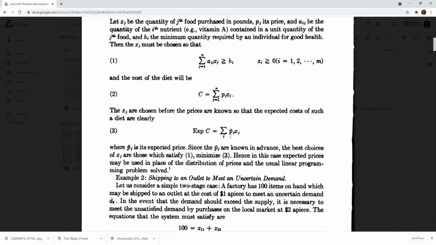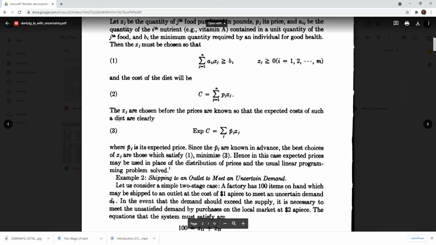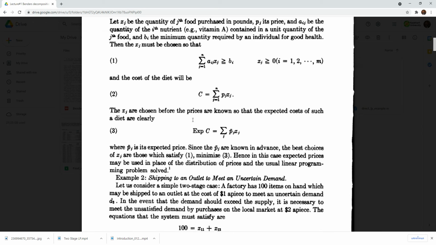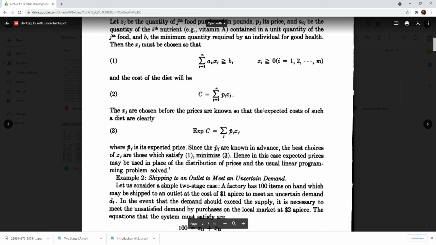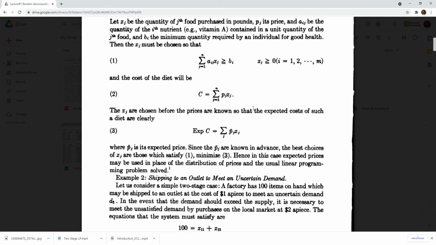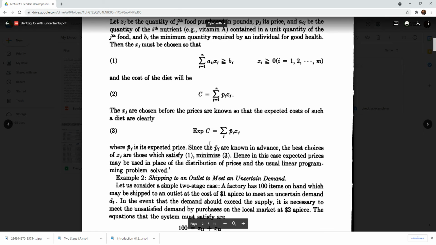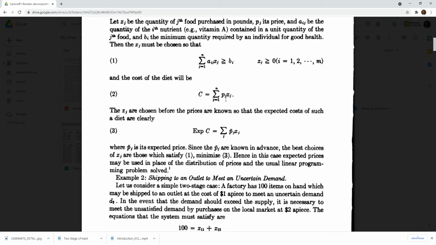So once the x sub j decision is made, the expectation just replaces p sub j by its expectation. You see that the x sub j are chosen before the prices are known, because it's an uncertain condition. You don't know the exact p sub j, but you can estimate its uncertainty in advance by representing each as a set of finite or infinite alternatives, and then using probability theory to find the expected value of p sub j. So this example takes care of the uncertainty of the cost coefficient of the objective function.